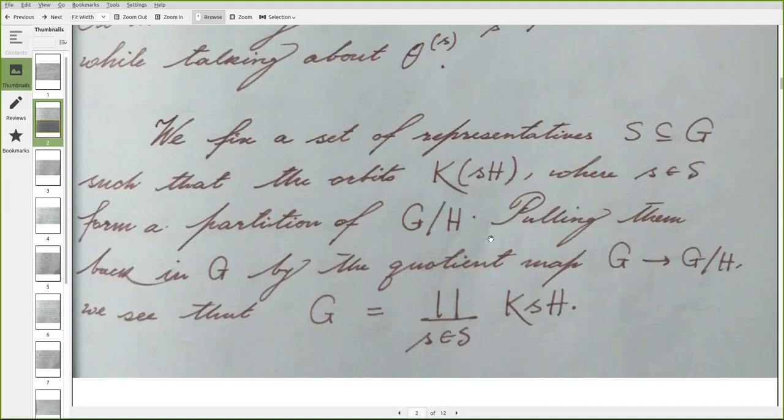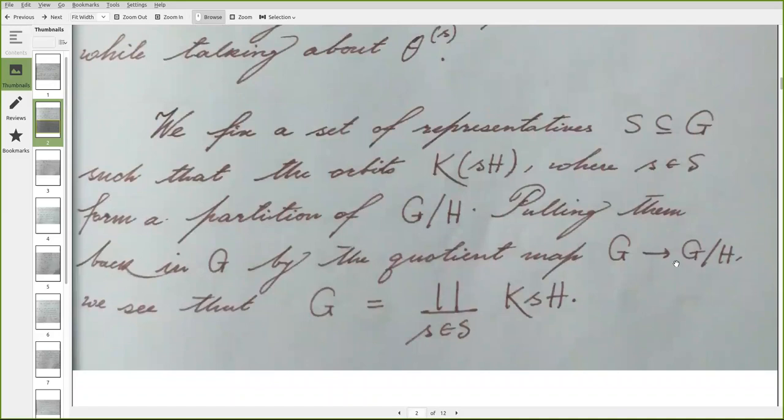This is what we do have for sure, because under the action we know that the orbits form a partition of the whole space. Now we have a partition of G modulo H, and from G to G modulo H we have a quotient map. So basically, if we pull that partition back in G, then a typical orbit like this will be, once we pull it back inside G, it will be this. So starting from a partition here, if we pull it back by the onto map, we get a partition of G like this.